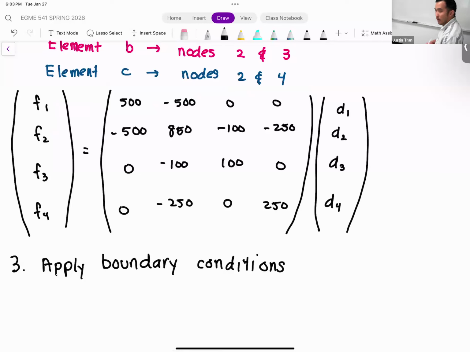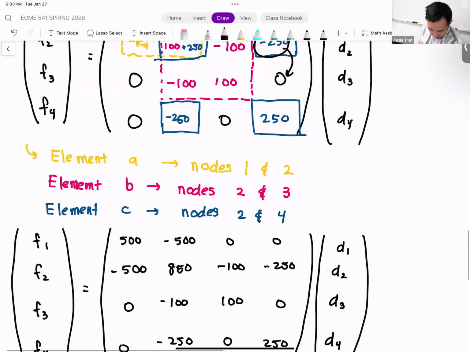So boundary conditions is the last step that we need to do before we can actually solve this system here. Let's go back to our original figure and see what the boundary conditions are, and then mathematically apply that to our matrix here.